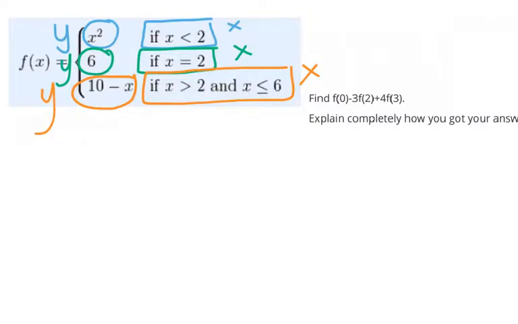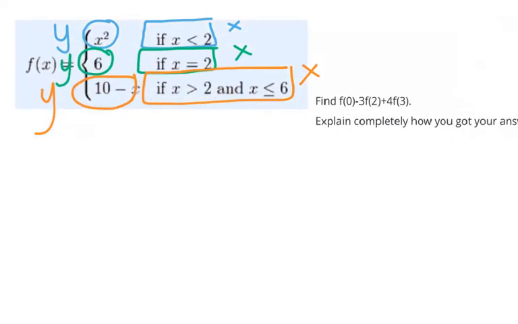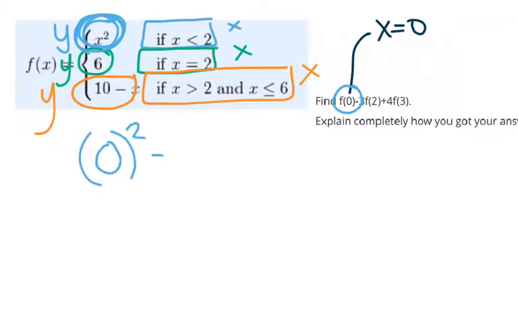Okay, so I'm going to try to color code. The first thing, we want to find the function evaluated at 0. So x equals 0. We're going to use the blue function if it's less than 2, the green one if it's equal to 2, and the orange one if it's between 2 and 6. So we're definitely going to use the blue function for this one because x equals 0, which is less than 2. I'm going to take this function right here, replace that x with 0, and get an answer.